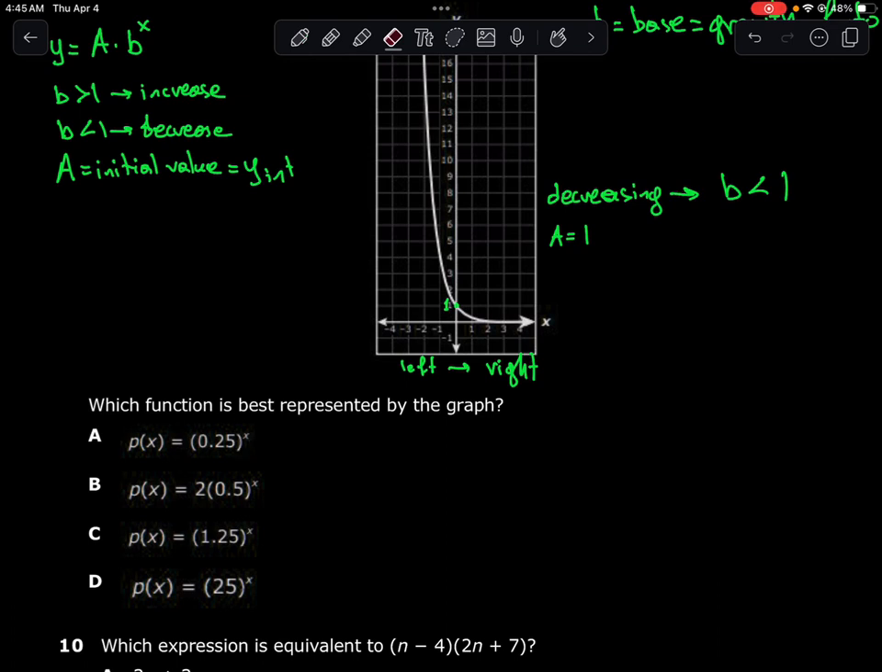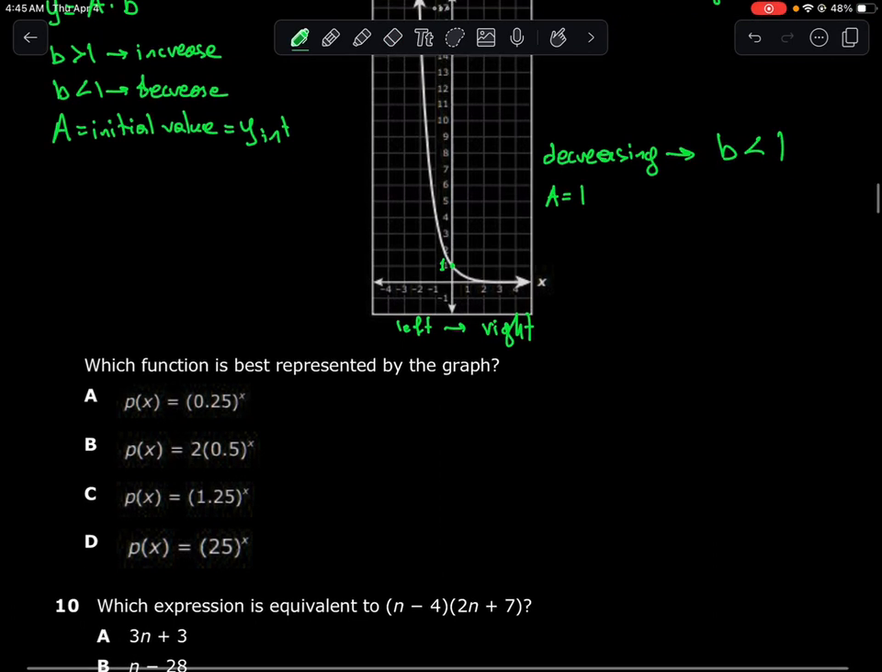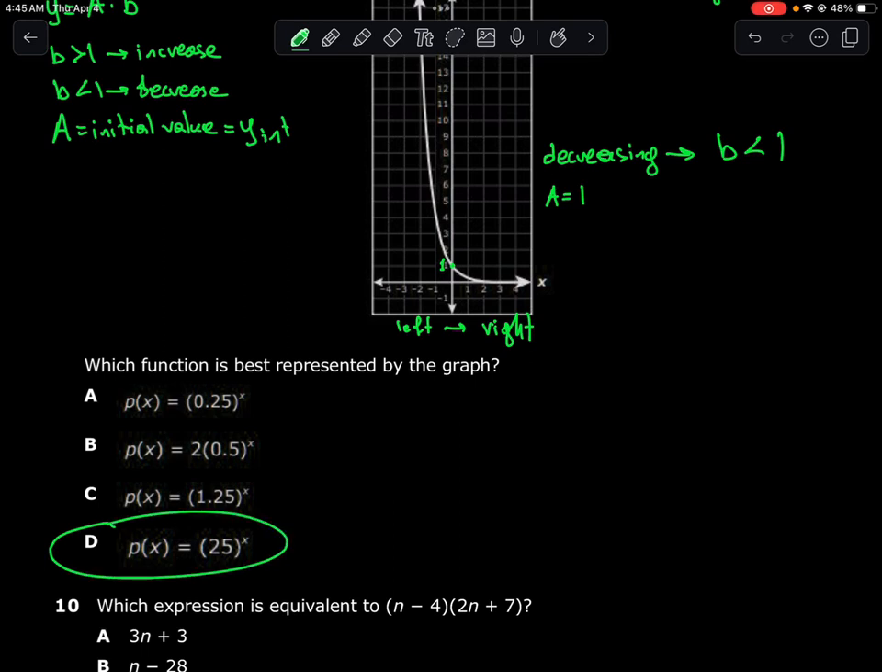I'm going to start from the bottom on this one. Let's look at D. It's 25 to the x. That means b is 25, which is greater than 1. I want less than 1, so that's not it. Let's look at the other one. Here b is 1.25, which is greater than 1. That's not it.